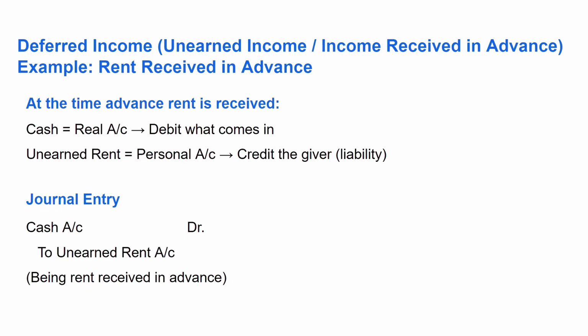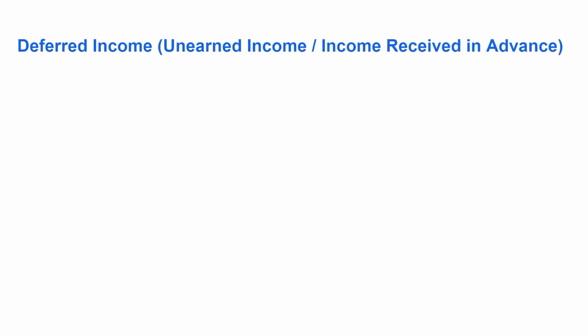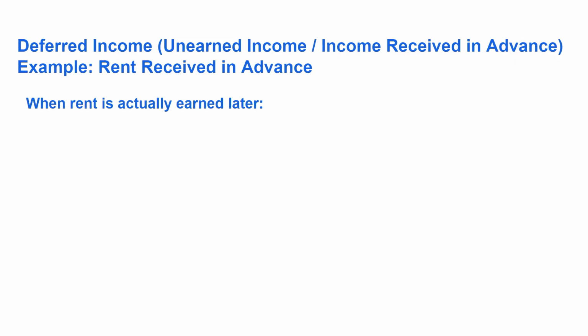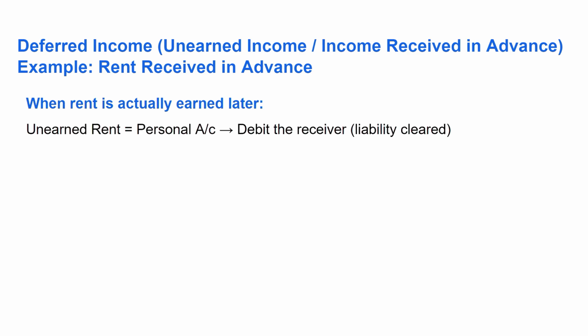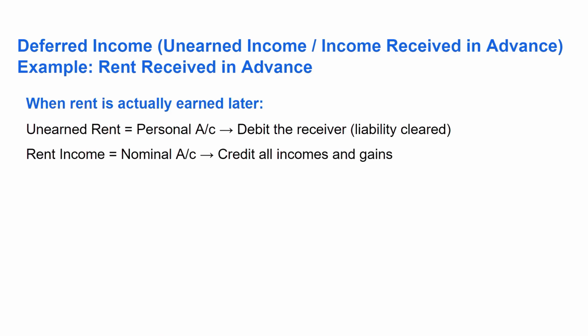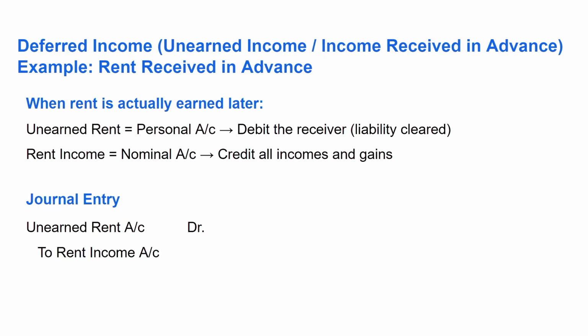Now let's see the journal entry we record when we actually earn the income. Deferred income, unearned income, income received in advance. Let's take the same example, rent received in advance. When rent is actually earned, the two accounts affected are unearned rent account and rent income. Unearned rent is a personal account, and we debit the receiver. Here the liability is cleared. Rent income is a nominal account, credit all incomes and gains. The journal entry is unearned rent account debit to rent income account, and the narration is being advance rent transferred to income.